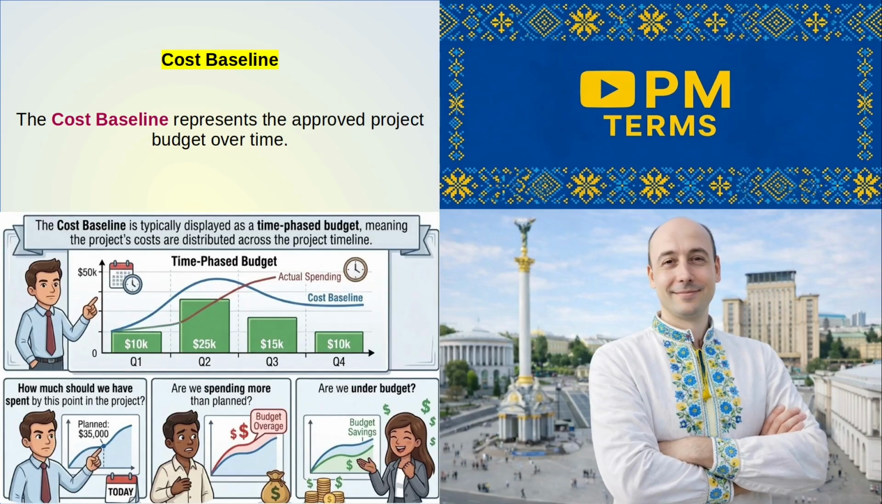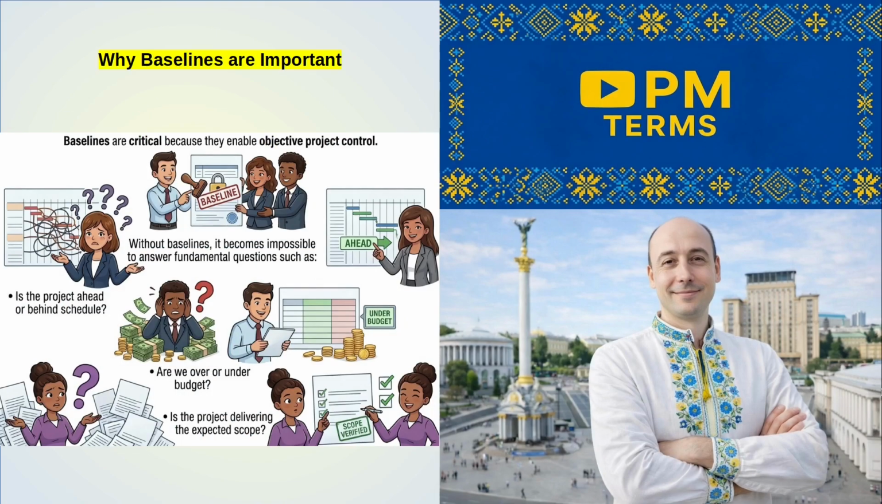Cost baseline. The cost baseline represents the approved project budget over time. It's typically displayed as a time-phased budget, meaning the project's costs are distributed across the project timeline. This baseline helps answer questions such as: how much should we have spent by this point in the project? Are we spending more than planned? Are we under budget?